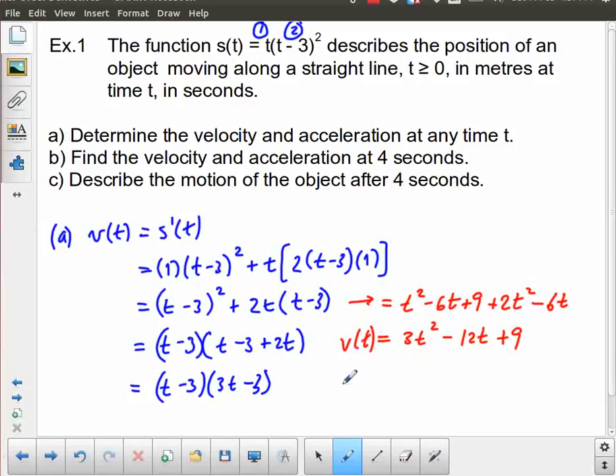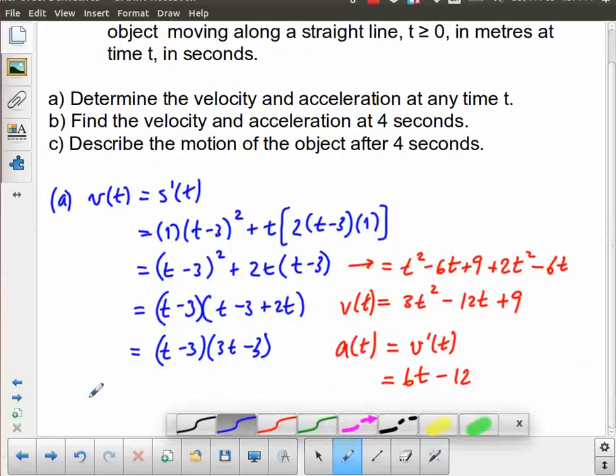So you know what? Since I've admitted that this actually ends up being an easier choice, I'm going to work from here. So my acceleration as a function of time is equal to v prime of t. So now I'm going to take the derivative of this very simple polynomial, and I end up with 6t minus 12. So there is part A.